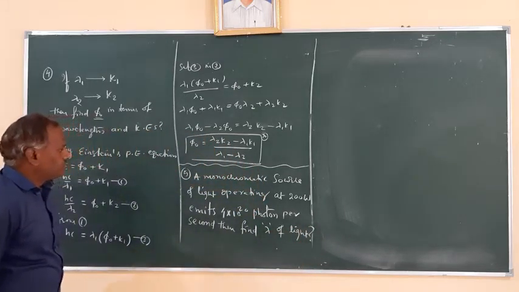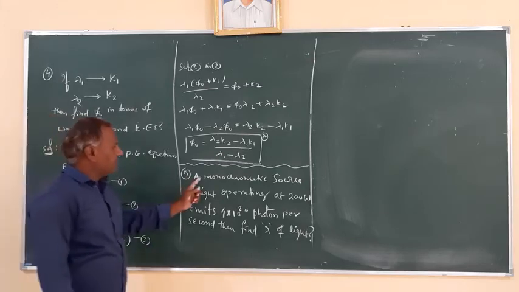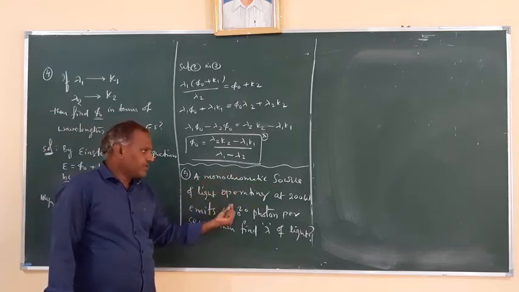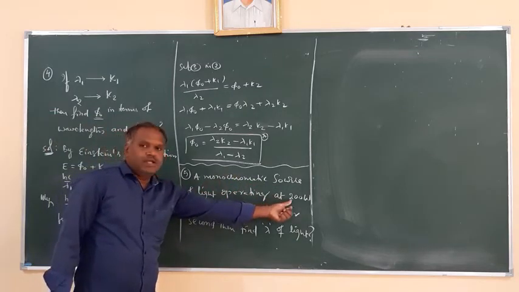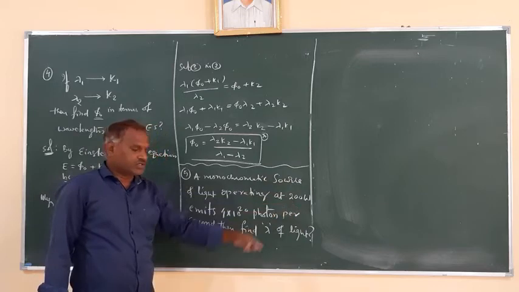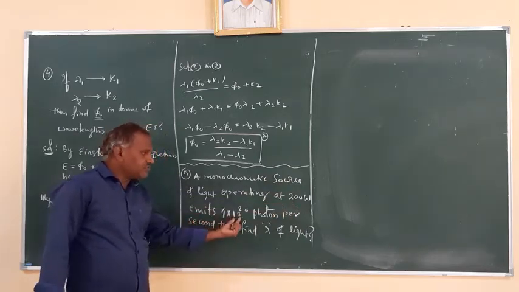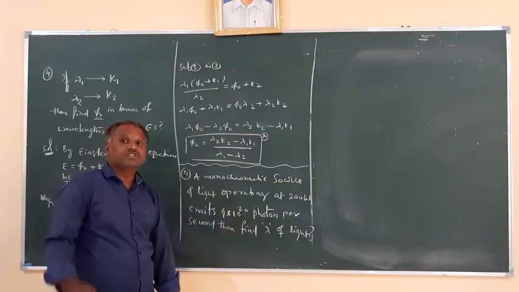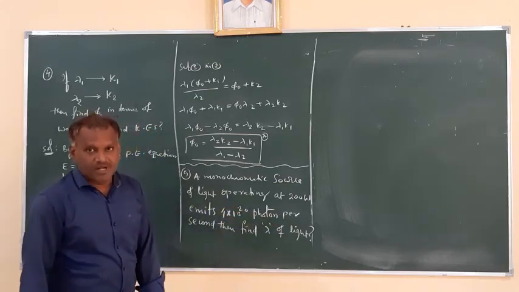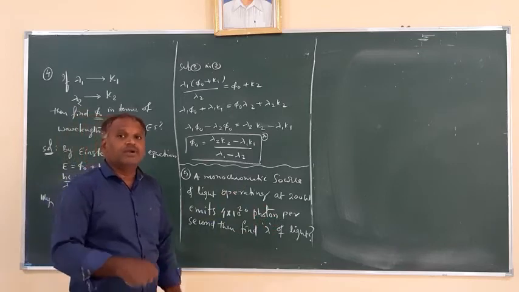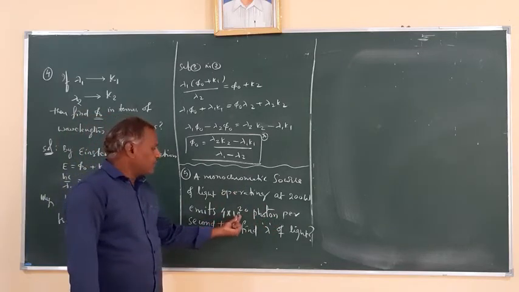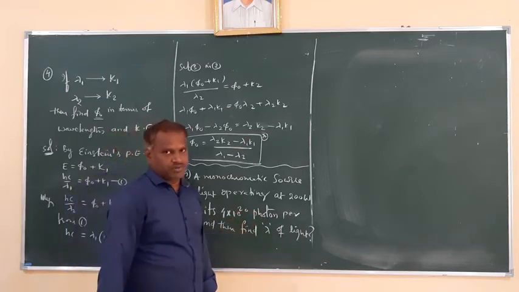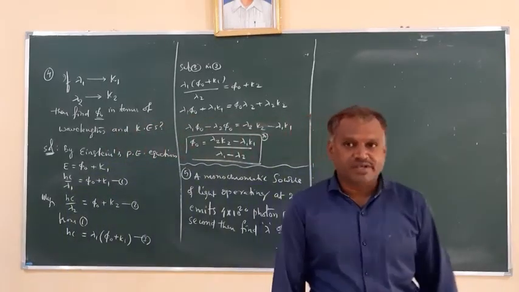So this is the question. It is given that a monochromatic source of light is operating at a power of 200 watts and emits this many photons per second. Then find the wavelength of the light which is incident on that given metal. So that metal is emitting 4 into 10 power 20 photons. That means here you can use the intensity concept. So here the power is given.